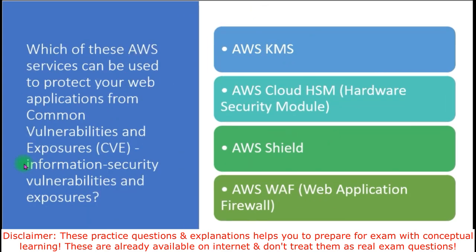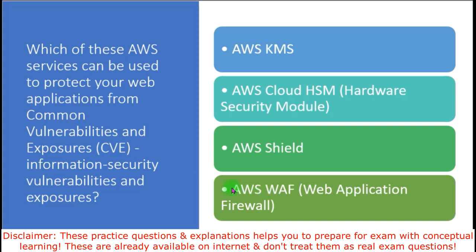In this question, they are asking which of these AWS services can be used to protect your web applications from common vulnerabilities and exposures, information security vulnerabilities and exposures. The options we have: AWS KMS, AWS CloudHSM, AWS Shield, AWS Web Application Firewall.